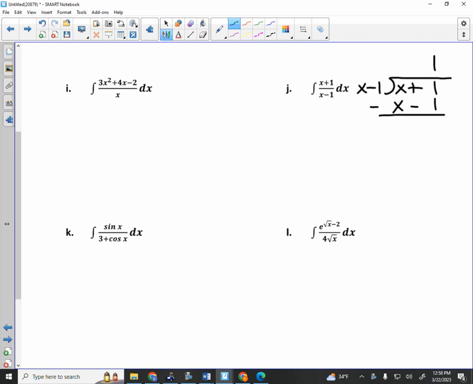X minus x is 0. 1 minus negative 1 is positive 2. So that means I come up with the integral of 1 plus 2 over x minus 1. So I've rewritten it. All I did is just divided it to come up with the new expression. We did this last year in pre-calc on 2 different occasions. You did it back in Algebra 2. And now we just take the antiderivative. What is the antiderivative of 1? X. And the antiderivative of 2 over x minus 1.